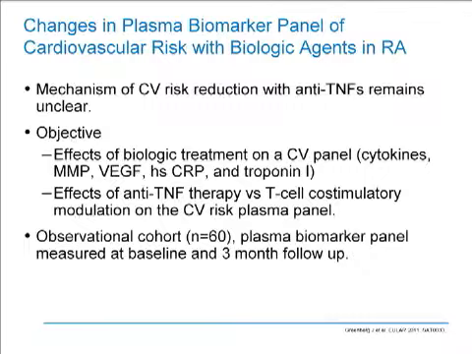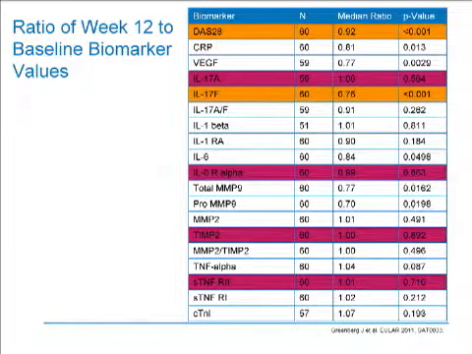They looked at both the effects of anti-TNF therapy versus T-cell co-stimulatory modulation on the cardiovascular risk biomarker panel as well. This was an observational cohort looking at 60 patients. Their biomarkers were measured at baseline and at 3 months follow-up. And if you look at this chart, I know it's a little overwhelming with all of these biomarkers on the left side. But interestingly, as expected, the DAS28 did have a significant difference in the treatment versus a non-treatment group.